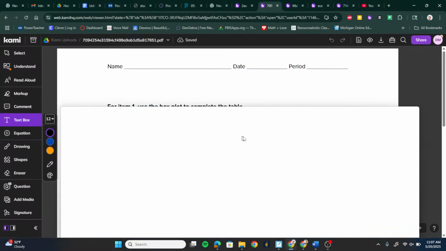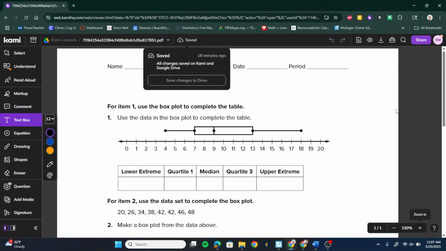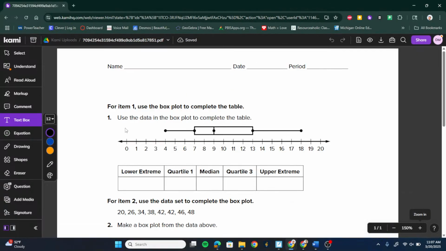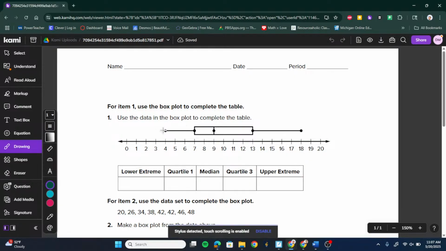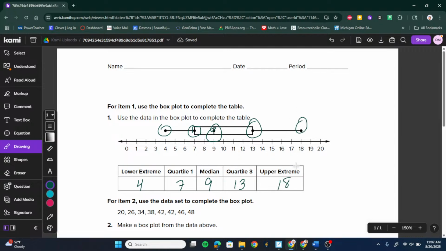Next page. So it says use the data in the dot plot to complete the drawing. So the lower extreme is 4. The first quartile is 7. The median is 9. The third quartile is 13. The upper extreme is 18.